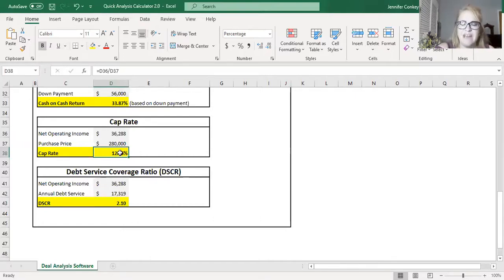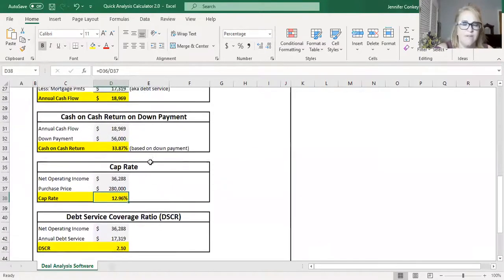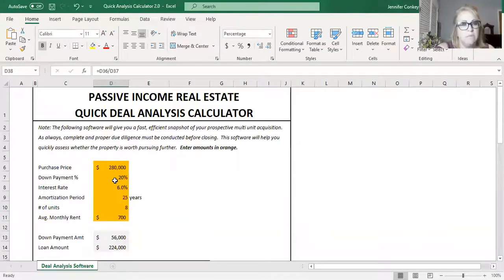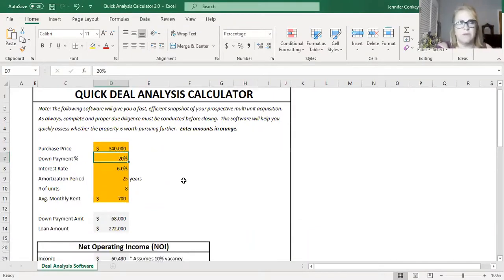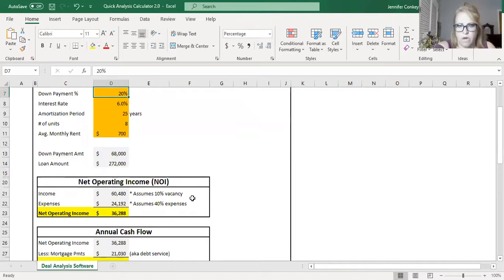So you want the cap rate to be as high as possible. If you can get something that's between 8 and 10%, that's usually pretty decent. It's going to depend on what your loan looks like. The lower the interest rate, the lower the cap rate can be and still work.